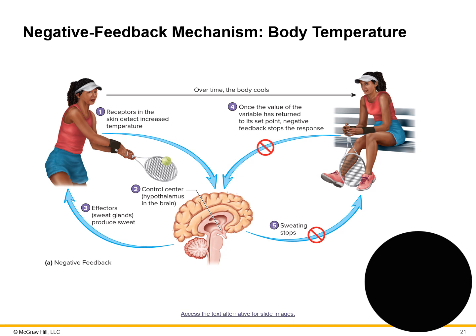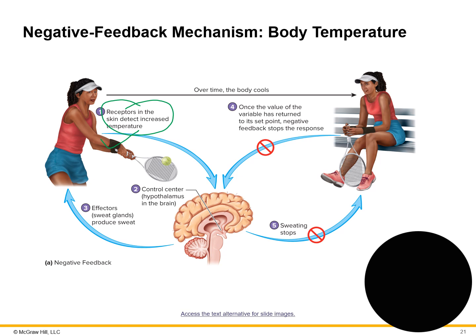So for example, here you can see that when playing tennis, the body temperature rises due to increased muscle activity. The negative feedback mechanism helps regulate this by detecting the temperature increase through receptors. There are receptors on the skin that can detect it, so the temperature is increasing and the receptors figure that out.